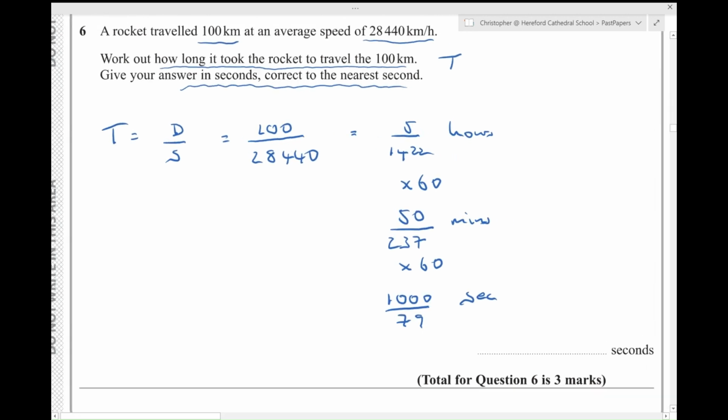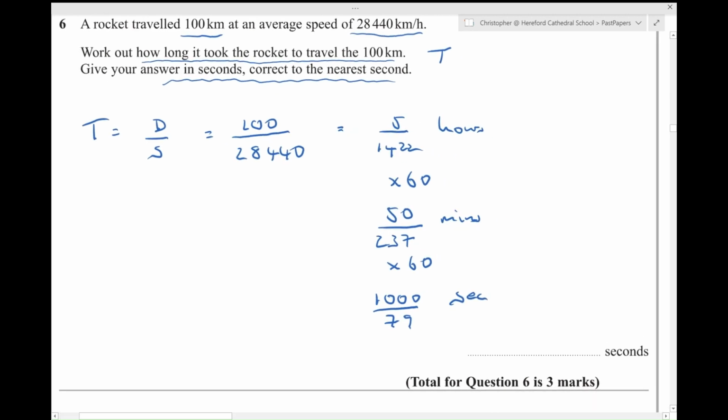Now, how many seconds is that? Well, if I change that into a decimal, I get the answer 12.658 and so on. And so to the nearest second, my answer is 13 seconds.